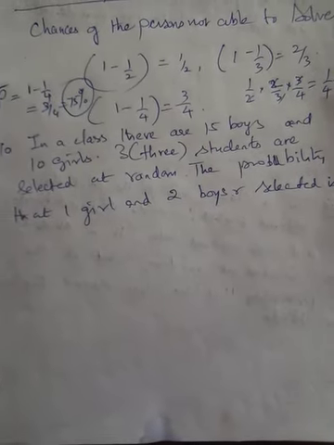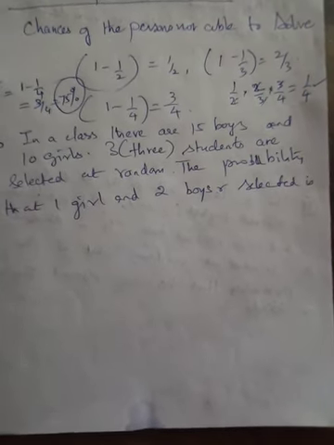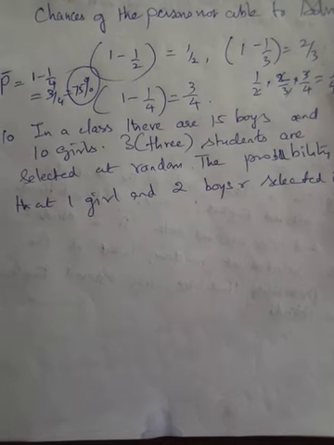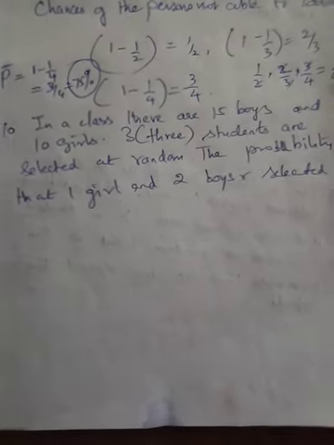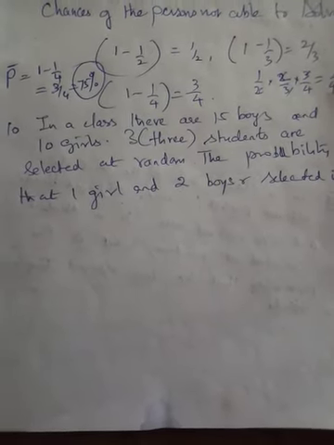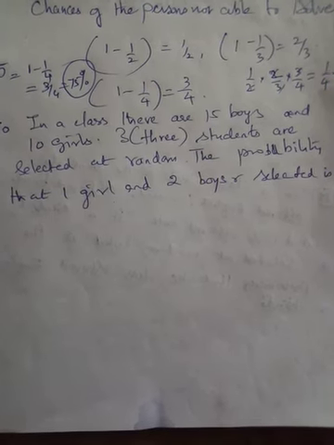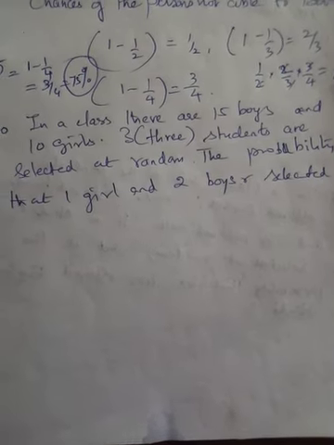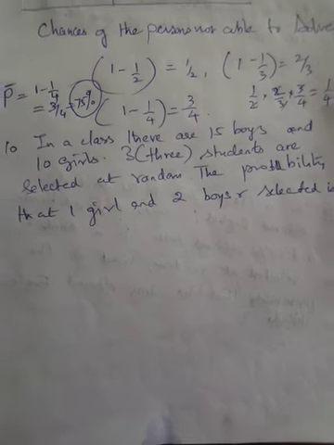In a class there are 15 boys and 10 girls, which means 10 plus 15, 25 students in the class. 3 students are selected at random. What is the probability that 1 girl and 2 boys are selected?